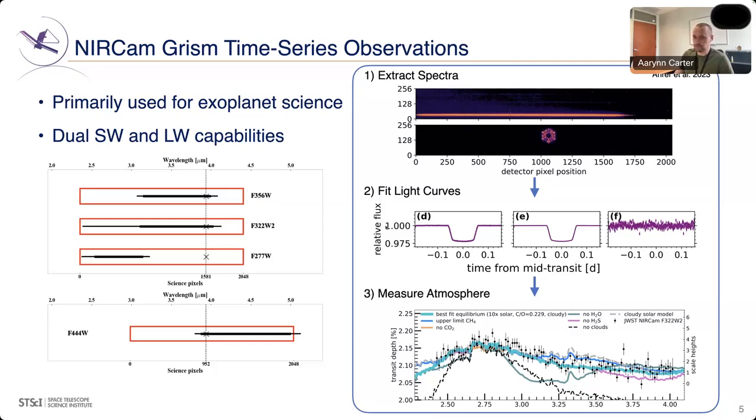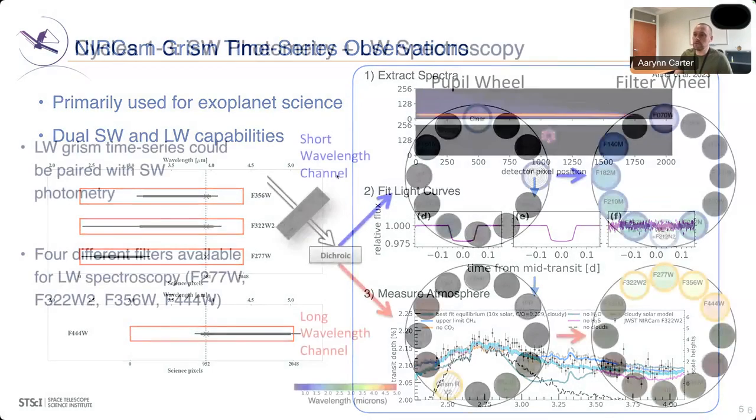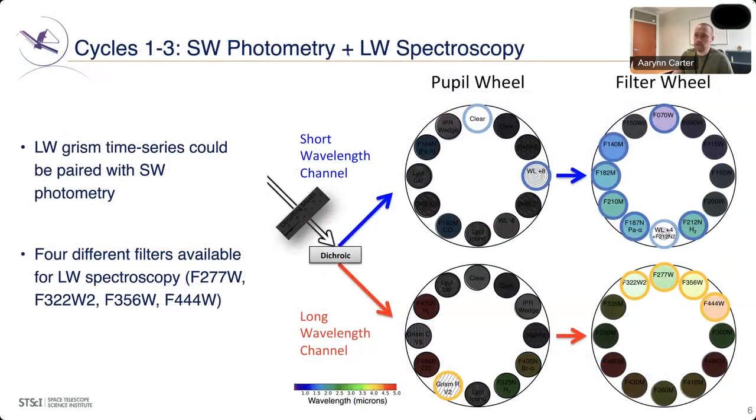We can extract light curves from this high time sampling and then measure the atmosphere and learn something about its conditions and properties. So the picture so far, I would say from cycle 1 to cycle 3, is that we've made use of this dichroic that's in NIRCam to take short wavelength and long wavelength channel observations. So in the long wavelength, you're using the dedicated grisms and one of these paired filters to extract the data that you're interested in. And then in the short wavelength, you've probably made use of this weak lens with one of these filters here to obtain photometric time series at the same time.